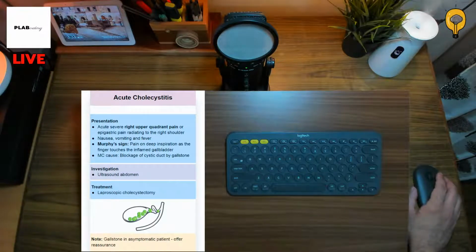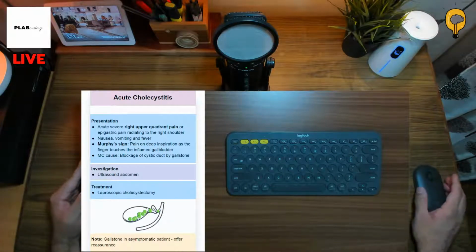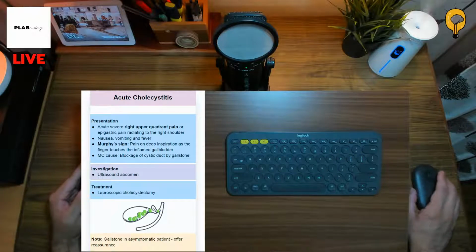Okay, so now if this stone moves to the common bile duct, then it can cause obstructive jaundice or cholangitis as well. The main difference from biliary colic is the inflammatory component: fever, elevated white cell count, peritonism.